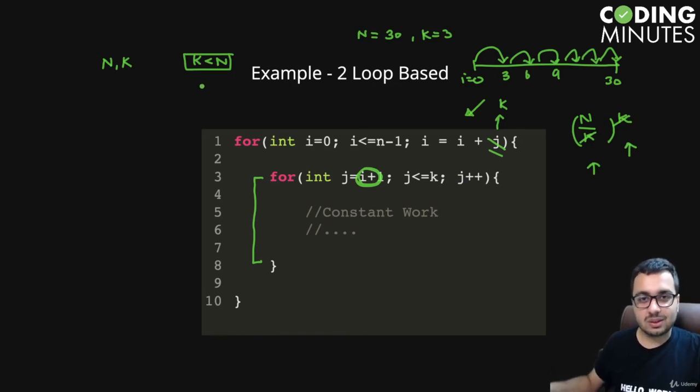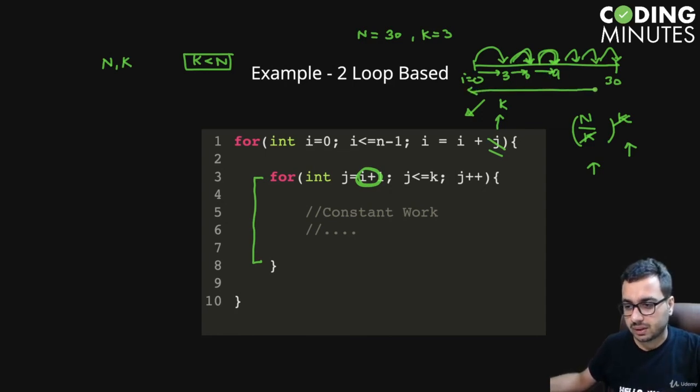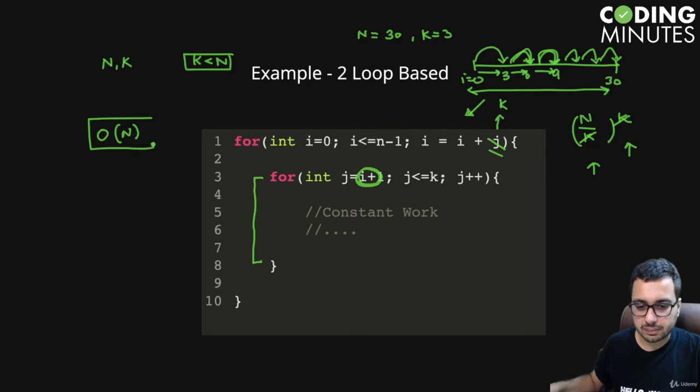So although this looks like a nested loop, it is not. What is happening is, the outer loop is going from here to here, the inner loop is traversing this part. The outer loop is going from here to here, the inner loop is traversing this part. So effectively both the loops combined are going to cover this entire range of n in linear time. So the overall complexity of this code is going to be order of n.